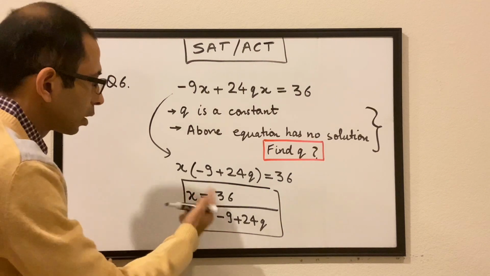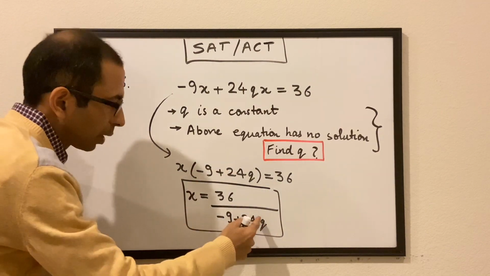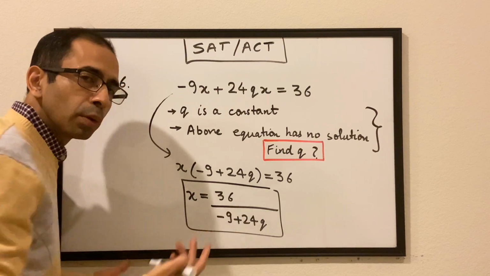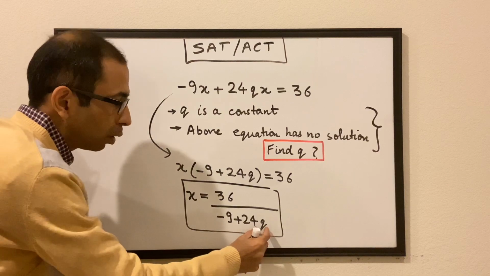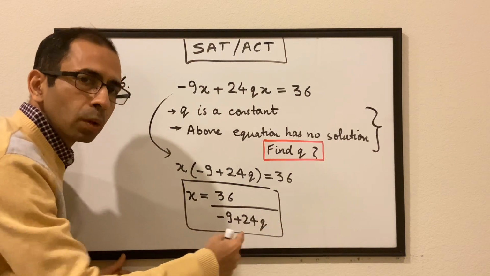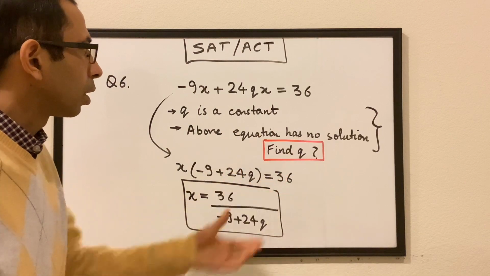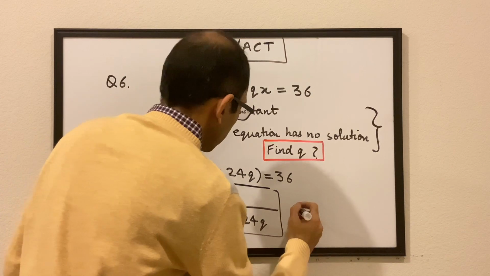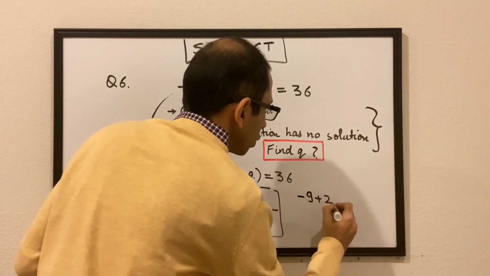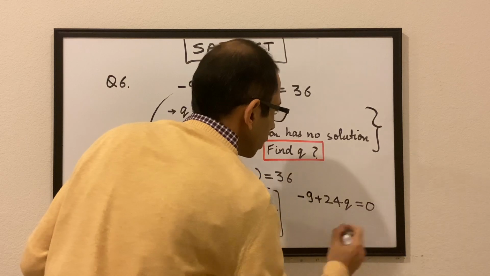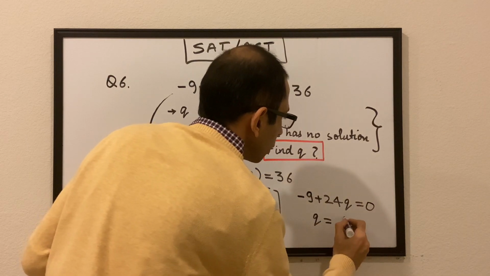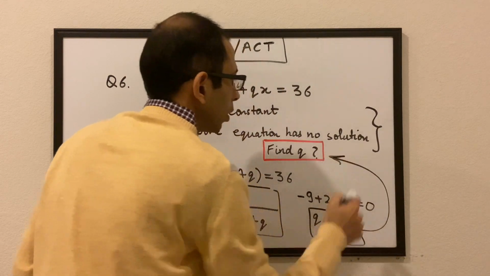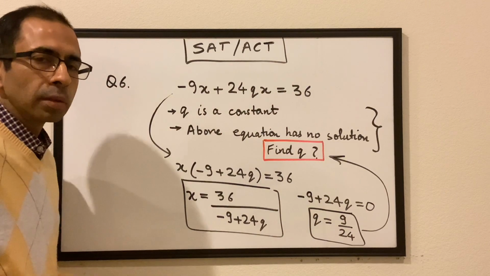Now if somebody is saying that there is no solution, the only possibility is when this denominator becomes 0, right? Because when the denominator becomes 0, anything divided by 0 is undefined, correct? So it means that the value of q which will make this denominator 0 will be the value which they are looking for, because they have told us that this equation should not have any solution. So all we got to do is to say minus 9 plus 24q is equal to 0, or q is equal to 9 over 24. So that is the value of q which will give no solution to this equation.